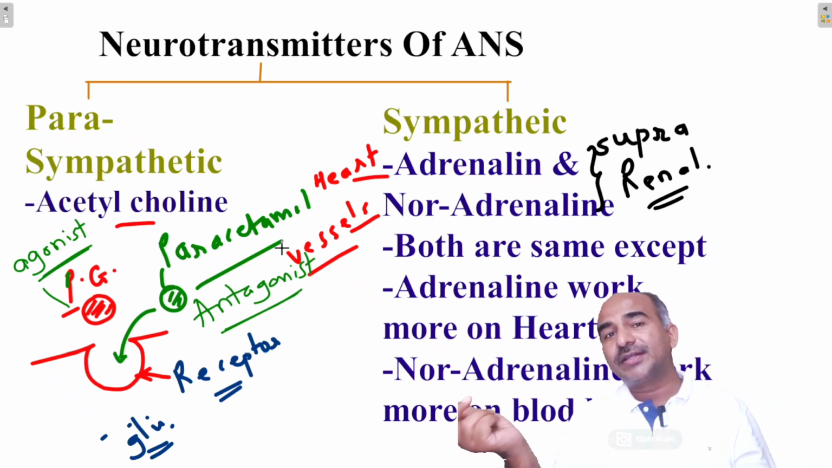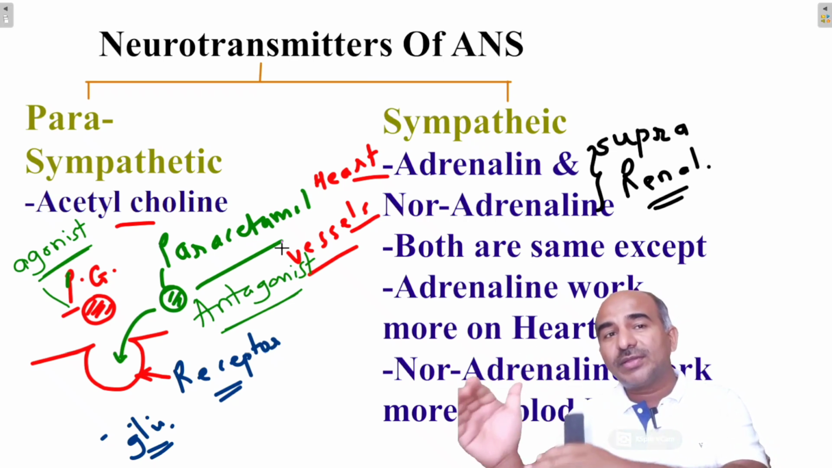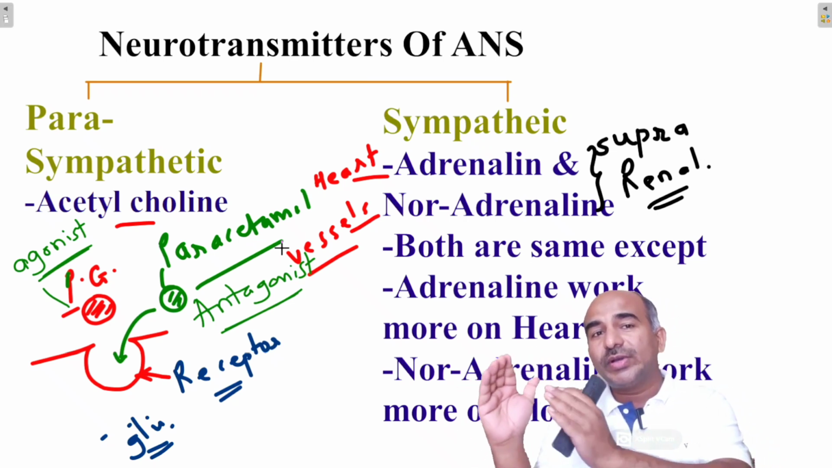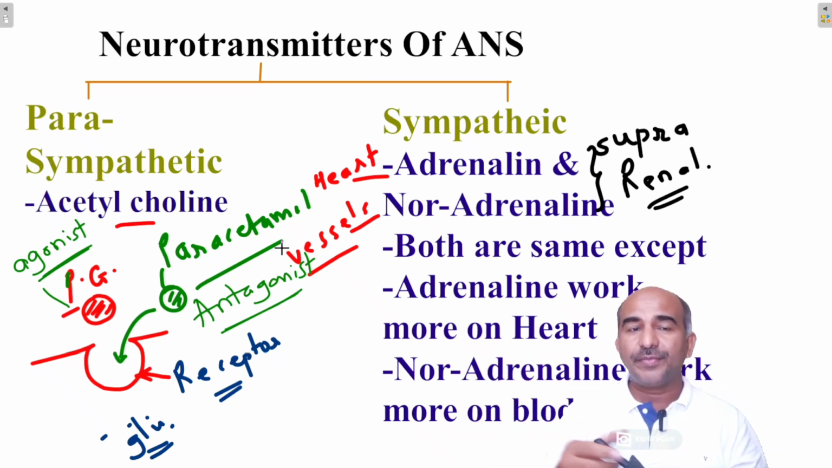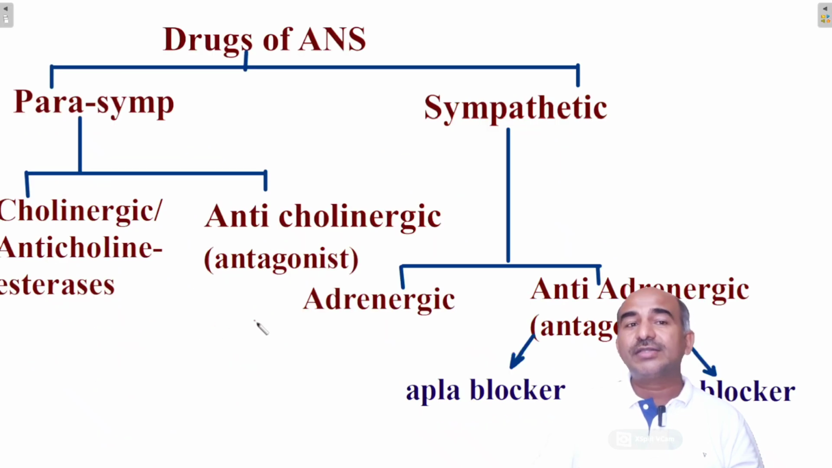We will give an anti-adrenergic drug. We just have to block the action of adrenaline, so we will require the antagonist. Just now I told you how an antagonist functions. It just blocks the activities. So this is the antagonist we have to give. That is the same principle for drugs of the autonomic nervous system.